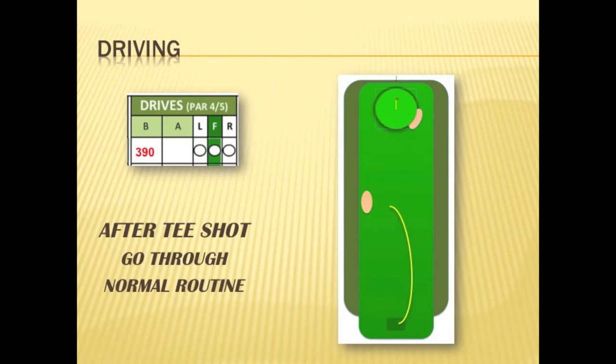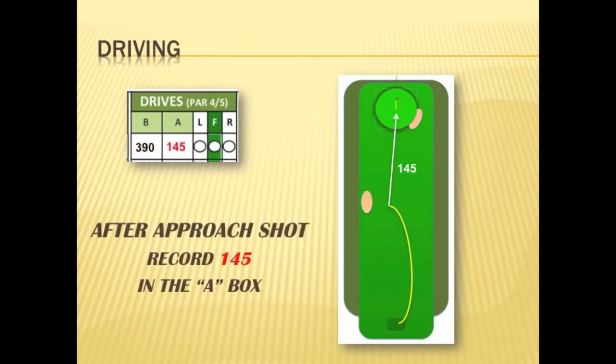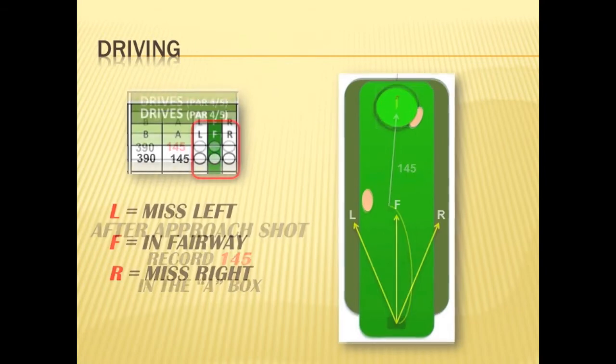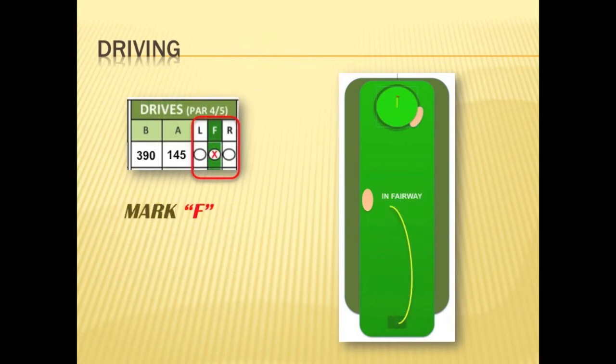After you hit your tee shot, you find your ball in the fairway, you follow your normal routine and determine the remaining distance to the hole is 145 yards. You select a club and hit your shot to the green. After the approach shot, you record 145 in the A box. For driving accuracy, you mark F when in the fairway, or L or R when you miss left or right. Since this tee shot is in the fairway, you mark F.